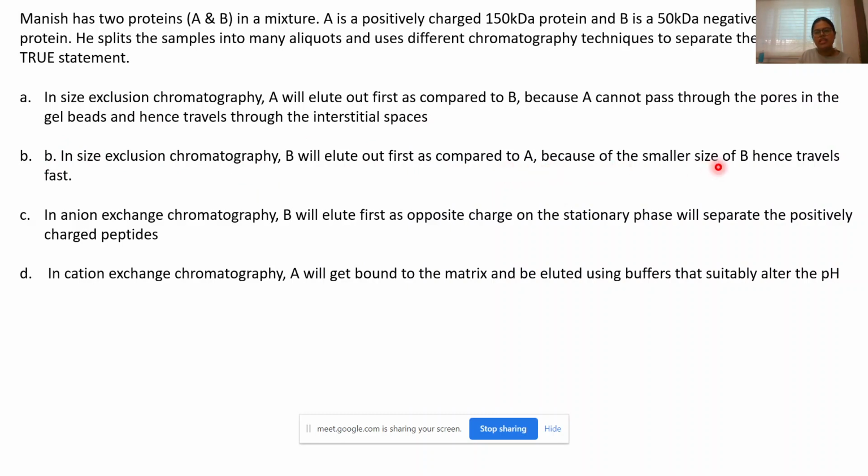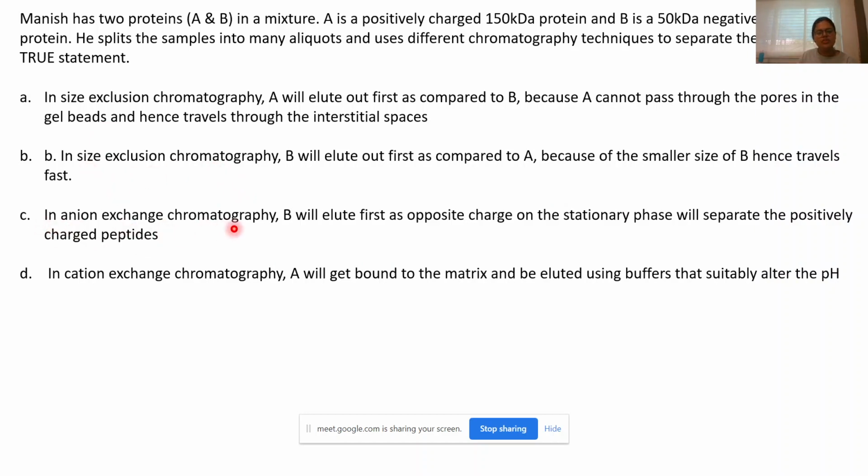Because of the smaller size of B, hence travel fast. So as I mentioned and explained, this is incorrect. In case of size exclusion chromatography, smaller size molecules will interact with the gel beads, and that is why they will be retained on the chromatography, whereas the bigger molecules will pass through the interstitial space, and that's why they will elute first. So this is the wrong option.